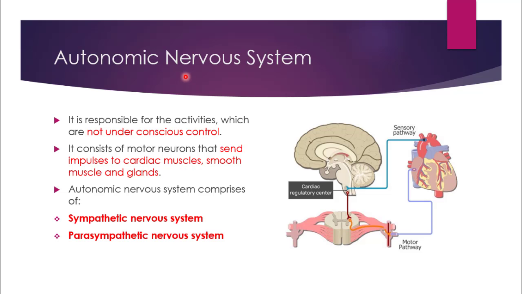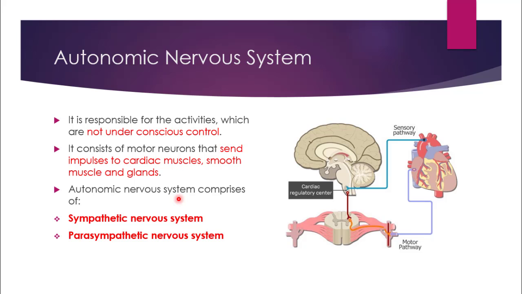The other one, that is the autonomic nervous system, is responsible for the activities which are not under conscious control or our own will. We can say these are involuntary actions. It consists of motor neurons that send impulses to cardiac muscles, smooth muscles and glands. So it transfers the impulses from the CNS or brain with the help of the motor pathway to the cardiac muscles or heart, or other smooth muscles and glands that are present in our body.